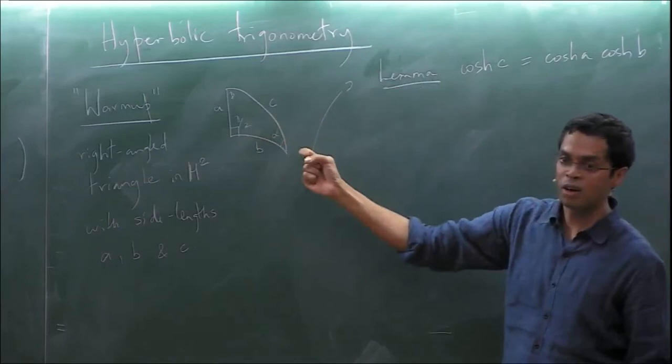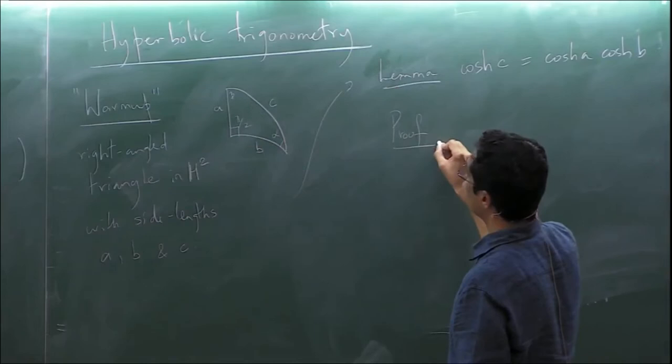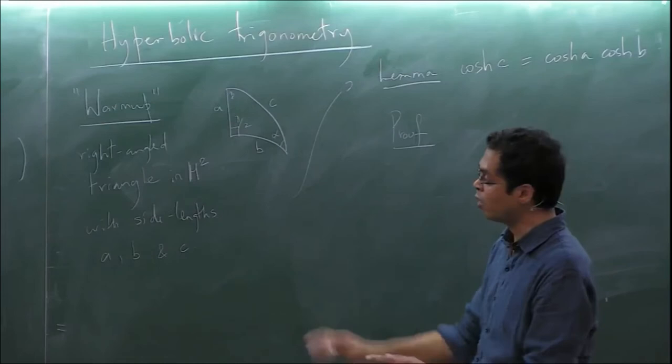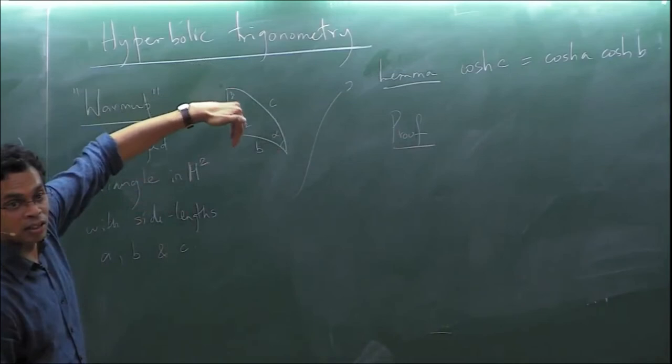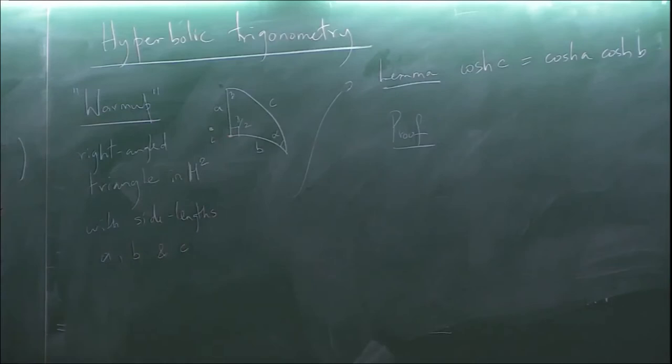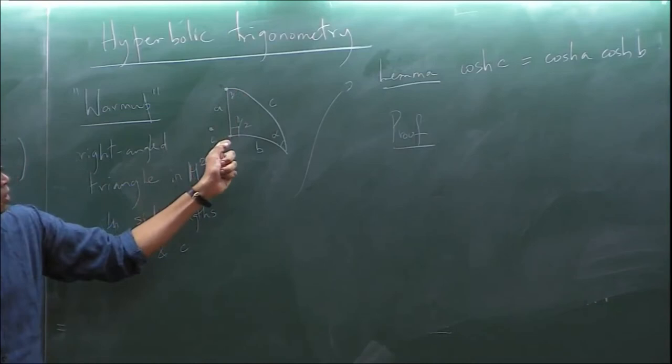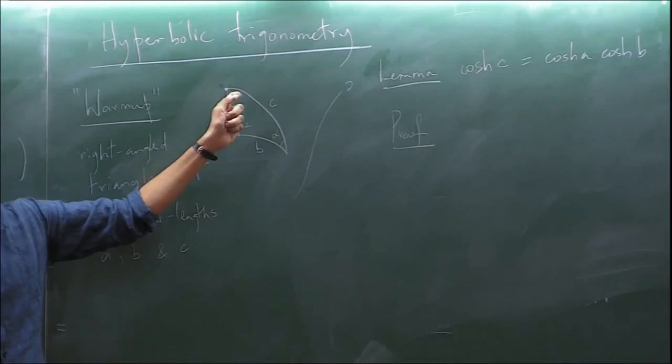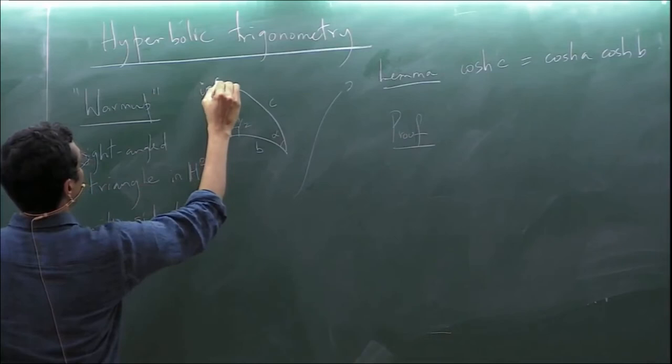Okay, so how do you see this? There are various ways of proving this, but since I already mentioned this distance formula, you can label points here. You can make these lie on the vertical axis, right? So let's say this is i. And what point should this be then? So this distance is A. So it's i times e to the A. So this distance would then be B. What point is this now?